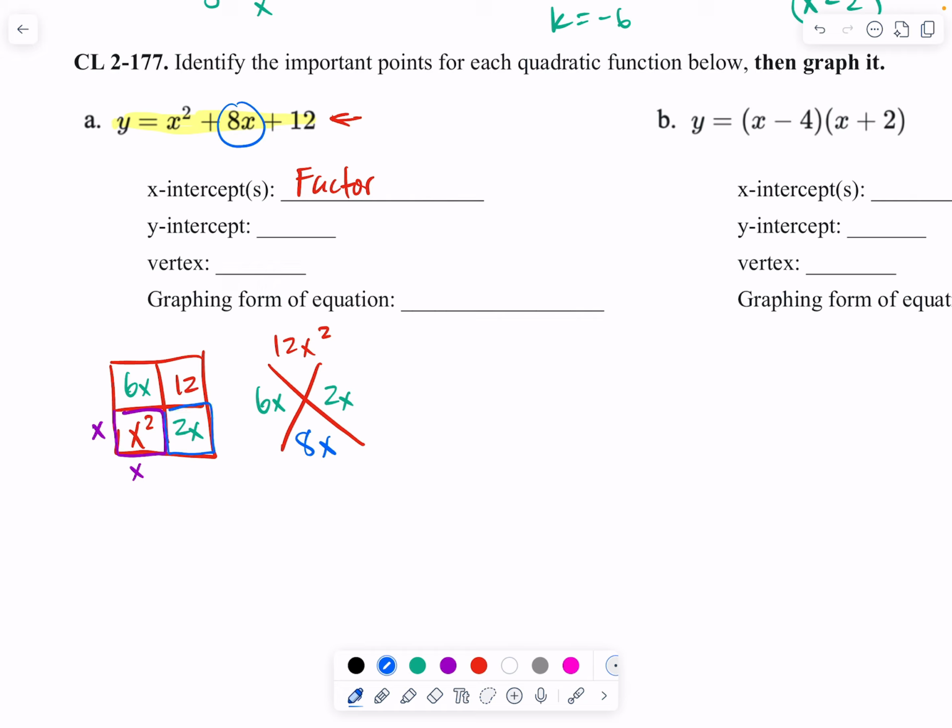since it has an area of 2x and the left side is 2, this must have a length of 2. This must have a length of 6. And then I want to check, is 6 times 2 equal to 12? It is, so that all works out.